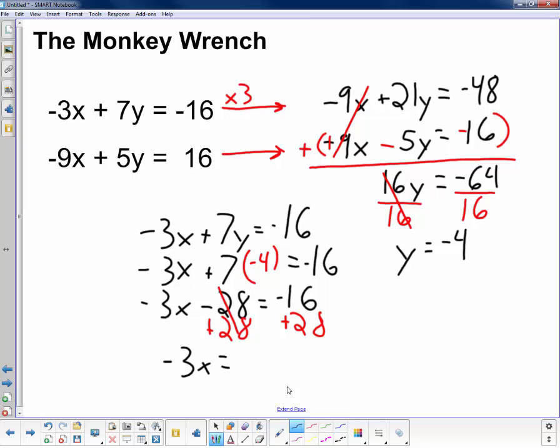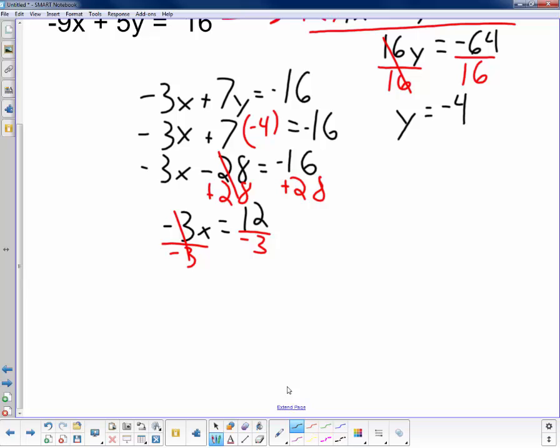So 28 and 16 sounds like 12, which is going to lead us to -4. Okay, so those are our 2 major values.